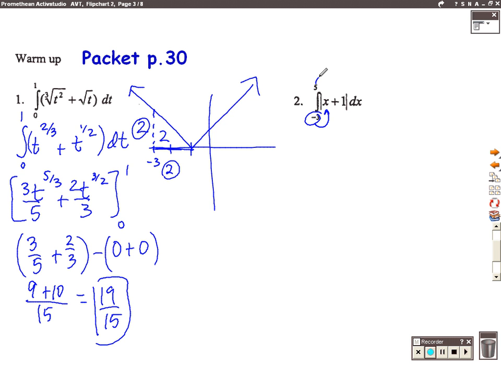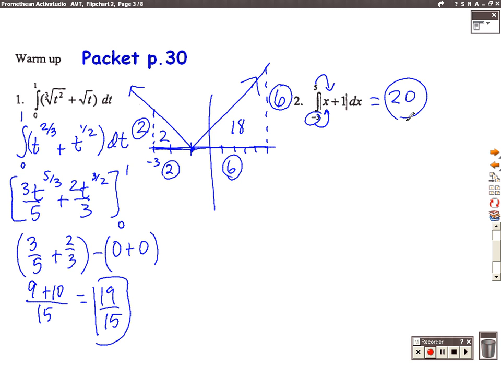I'm going to substitute 5. 5 plus 1 is 6. The absolute value of 6 is 6. 1, 2, 3, 4, 5. And we said that that goes up to 6. Now be careful, this is not 5 units. This, from starting at the vertex, is 6 units. 6 times 6 is 36. Half of 36 is 18 using the area of triangle formula. 18 plus 2 is an easy 20.